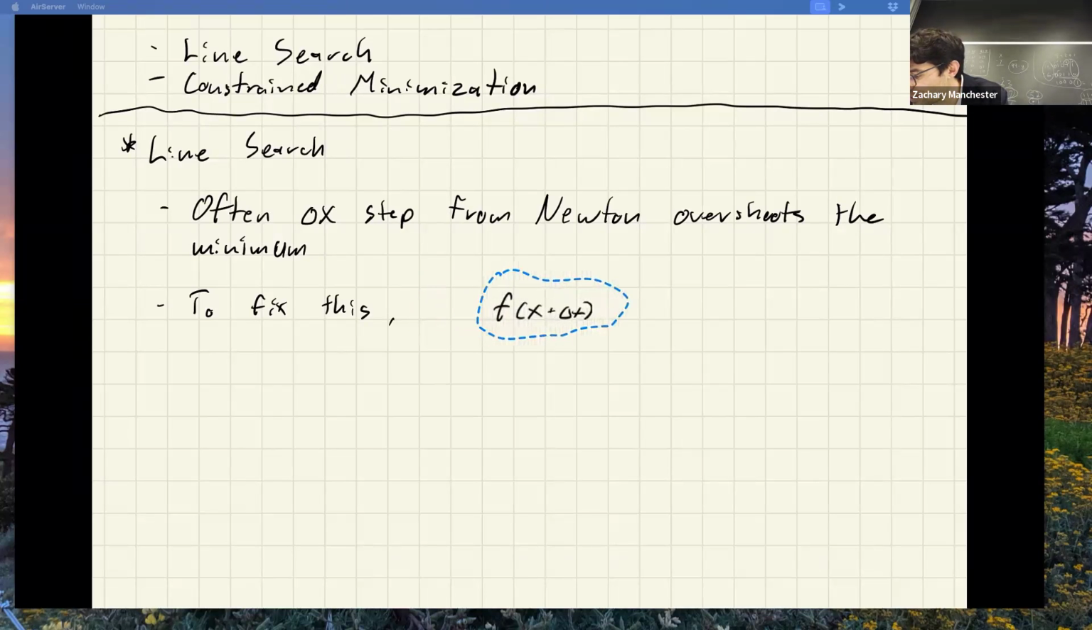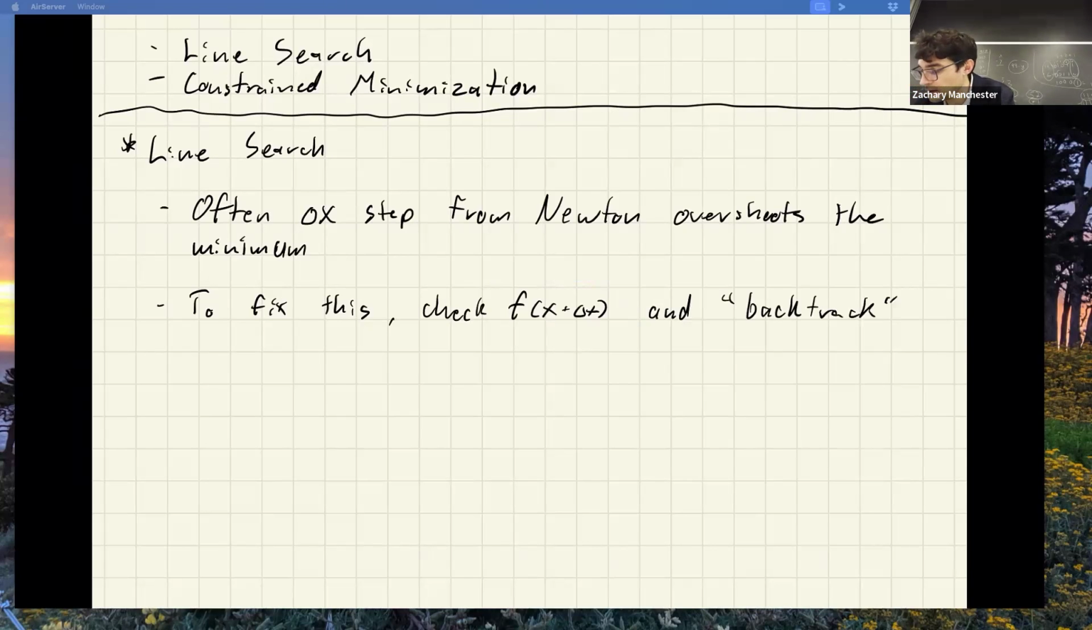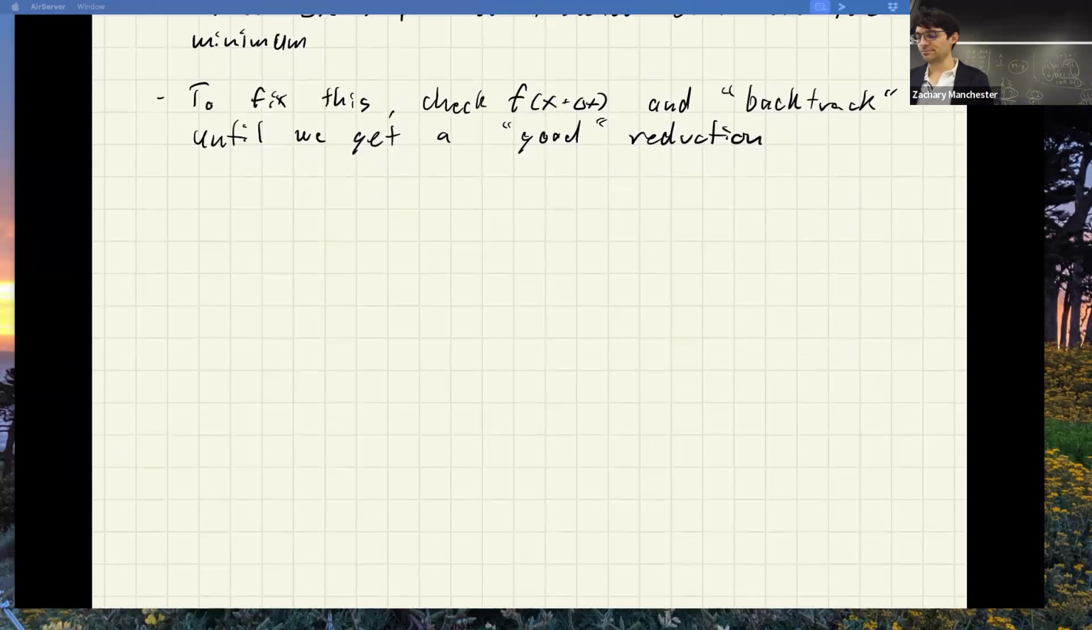And so there's a question here of how do you define a good decrease. We check F at the new step and backtrack until we get a quote good reduction in the cost F. So you can imagine this is a pretty simple idea, and there's many ways you could imagine implementing this, right? So there's the question of how do you define good here, right? Is the main question.